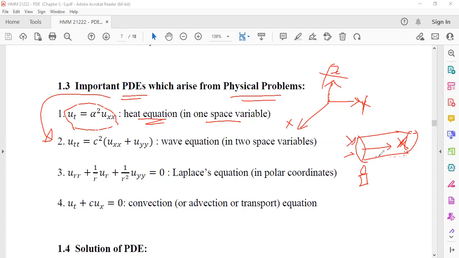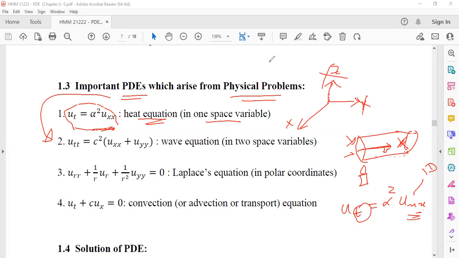I think in the fourth chapter it is coming back. This is one of the famous partial differential equations: ut equals alpha squared uxx. Because we are considering only the x direction, only x is coming, not y or z. Only in this direction we are going to see, so one dimension. We call it one dimension.